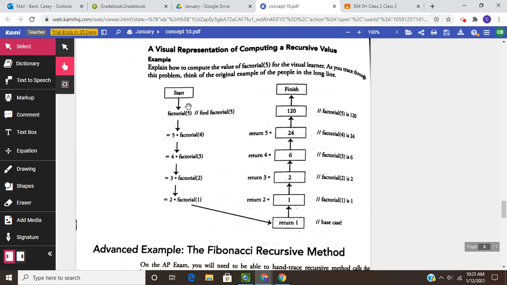You start with the start, you're finding factorial 5. So you know factorial 5 must be 5 times the method of factorial 4, which is then 4 times the factorial of 3, 3 times the factorial of 2, 2 times factorial method of 1. Once you see that, you know that the return is 1. So now you're going to fill in the right value for each of the factorials that we're missing. So you're going down and then back up to the finish.